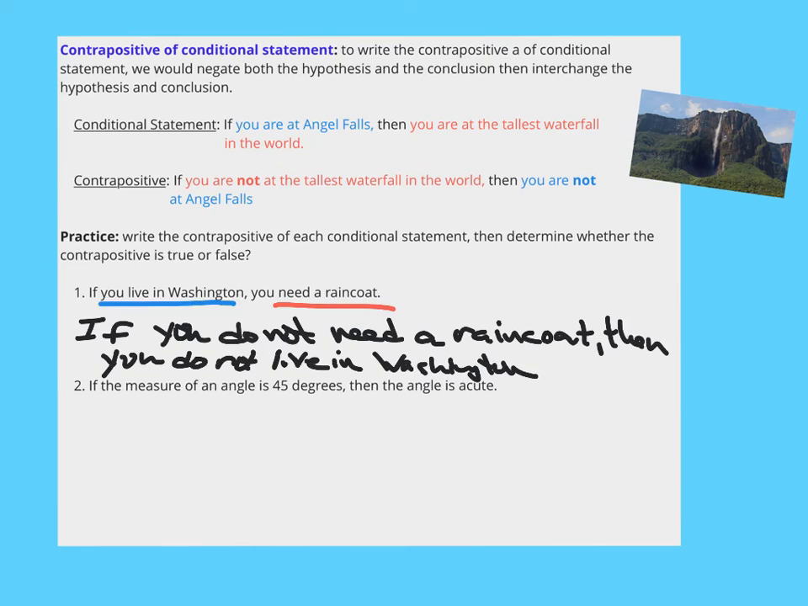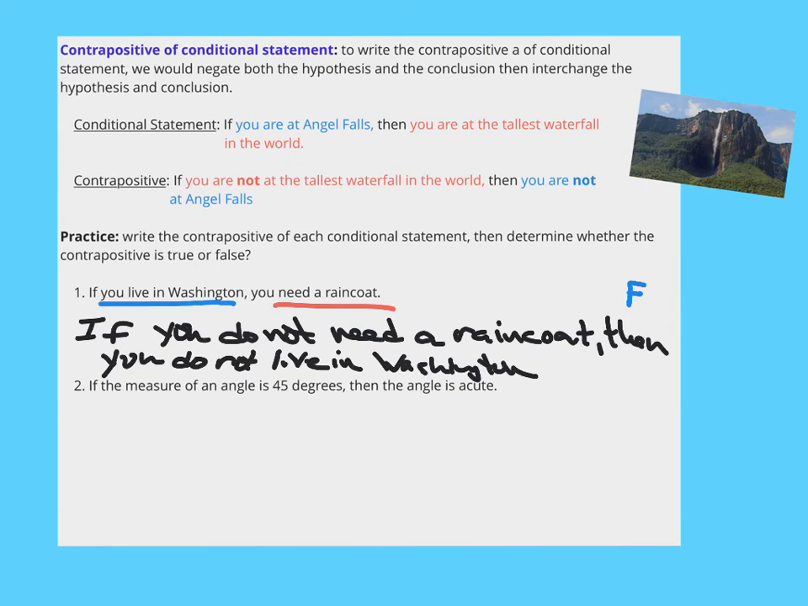Does that statement appear to be true or false? We're going to say that that statement is false. If you do not need a raincoat, there's a lot of places you could be living in. You could be living in Washington and just don't need a raincoat on that particular day.